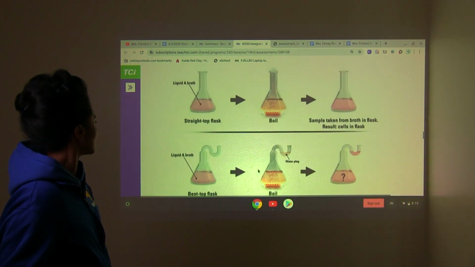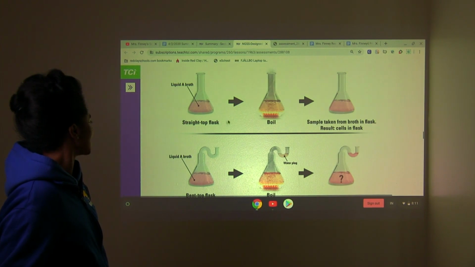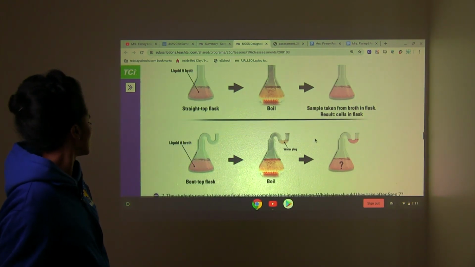Take a look. What's happening? Straight top flask. We have the boil. Sample taken from broth and flask. Result, cells in flask. Liquid A broth, bent top flask. Boil, water plug.